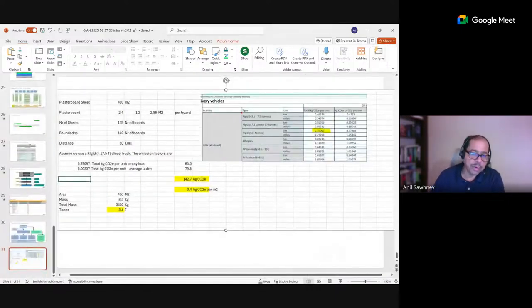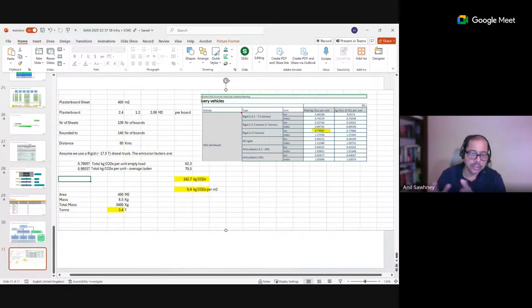So we have another project in which we have drywall or plasterboard sheet, and for this project we need 400 square meters. A typical plasterboard sheet is 2.4 by 1.2 meters, so we have 2.88 square meters. We basically then need 140 boards for our project.